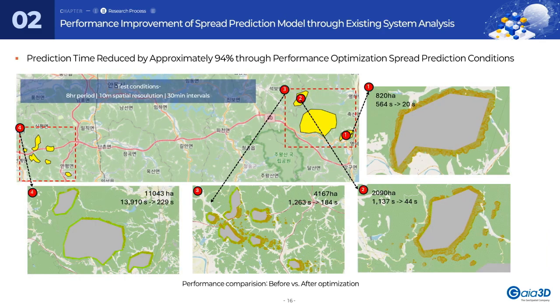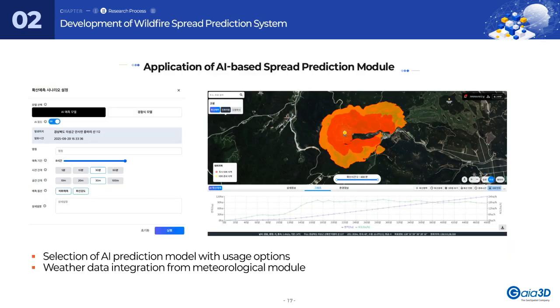We also optimized the spread prediction model's performance by analyzing the existing system. Our test shows significant performance improvements, as you can see here. In our system, you can select and run different spread prediction models, and weather data comes from our meteorological module.